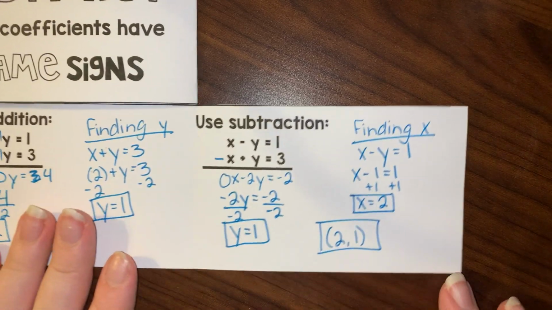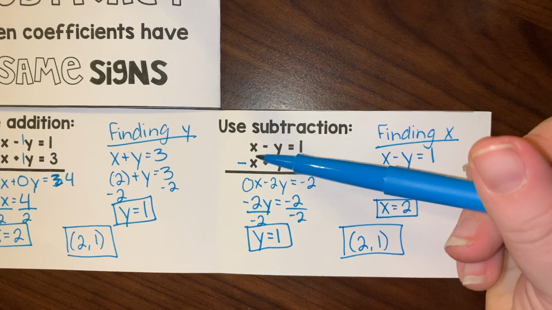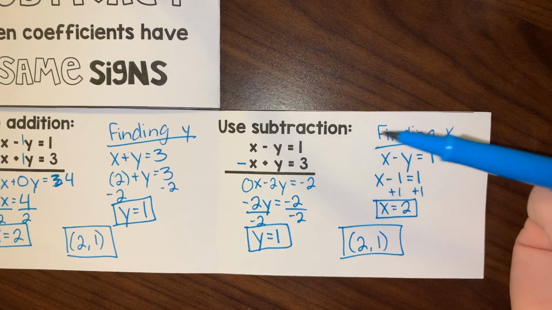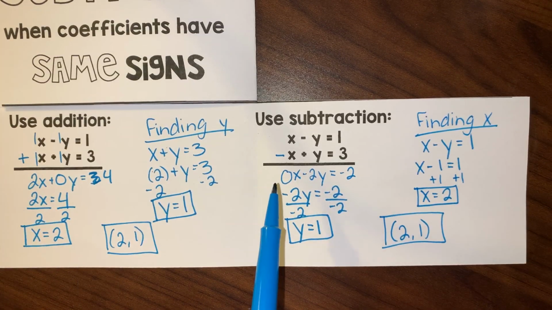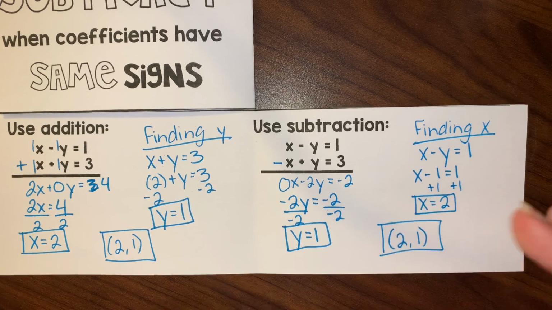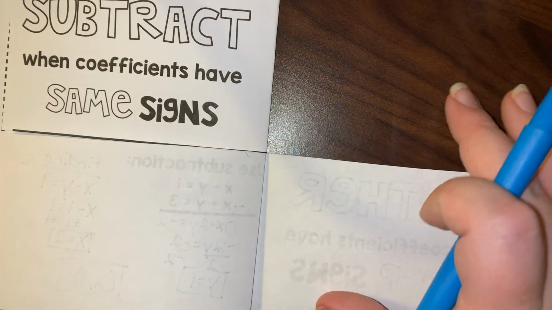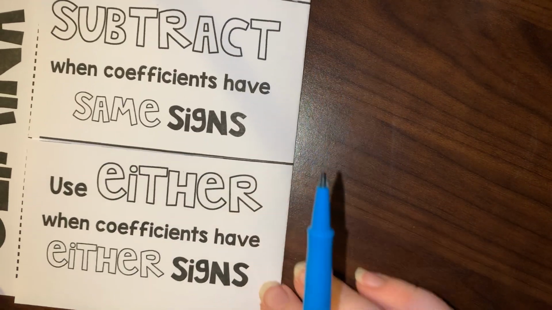That's it. Okay, so when you have either option available to you, you can use either method, either adding or subtracting the two equations together. Okay, so this is how you solve a system of equations using the elimination method.